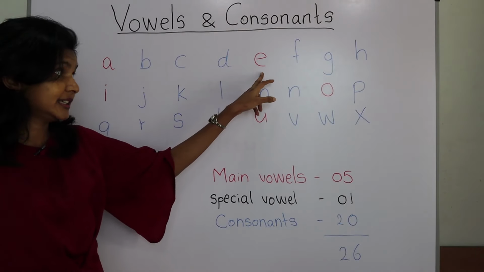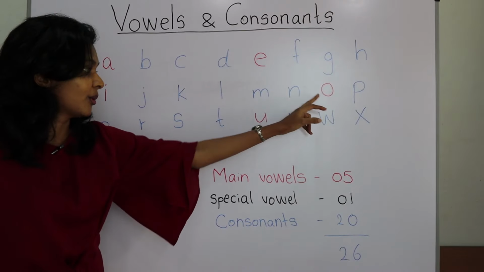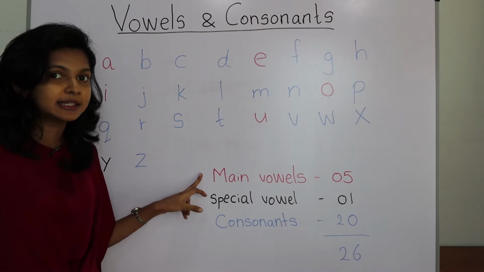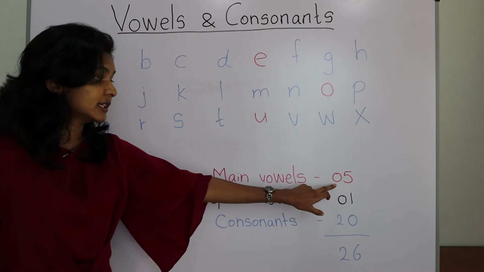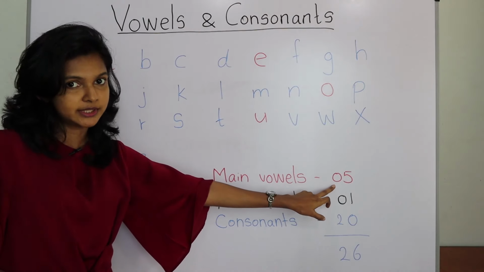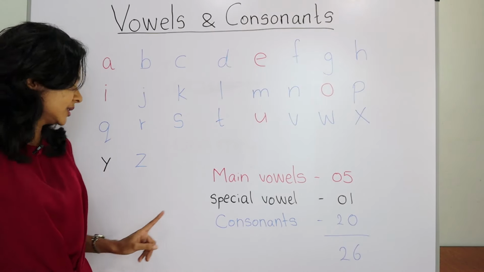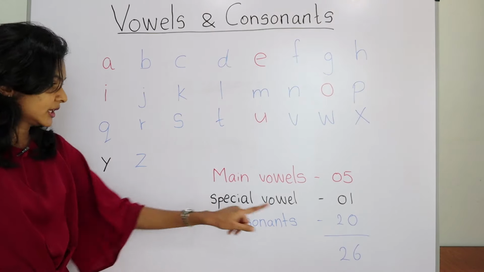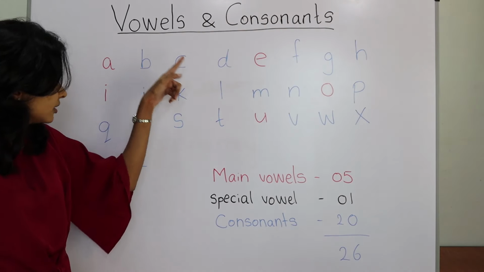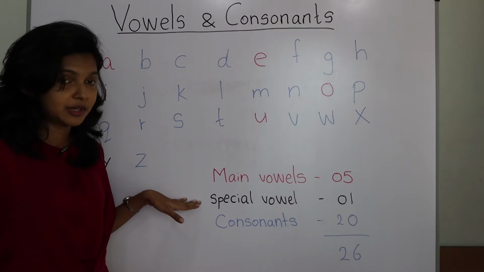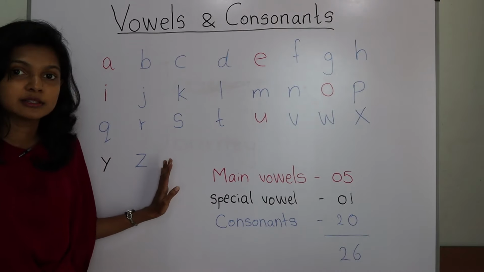A, E, I, O and U are called the main vowels in the English alphabet. So altogether there are 5 main vowels. Then there's a special vowel called Y. Then all the other letters except the main vowels and the special vowel are called consonants.